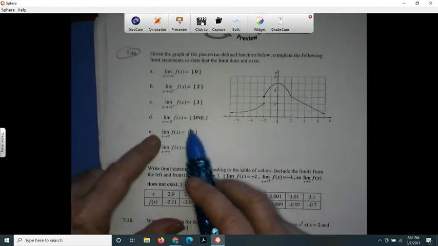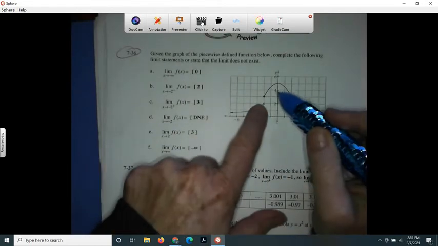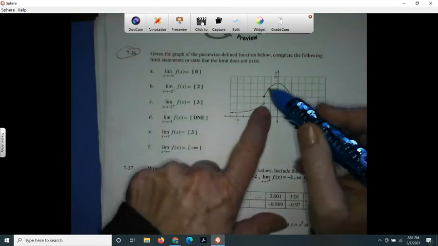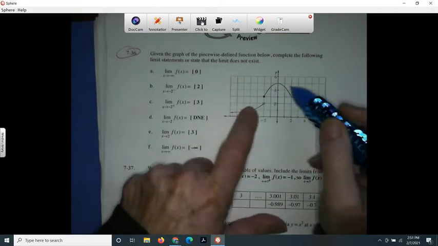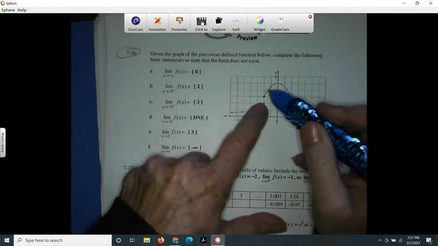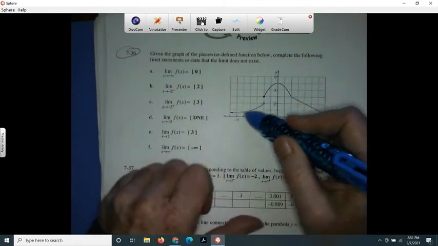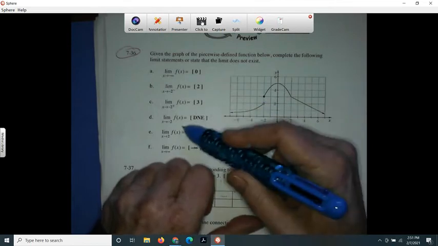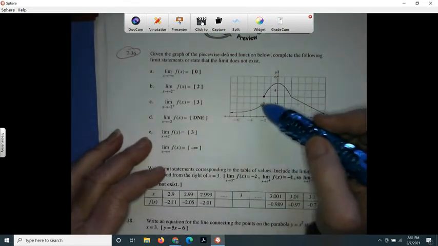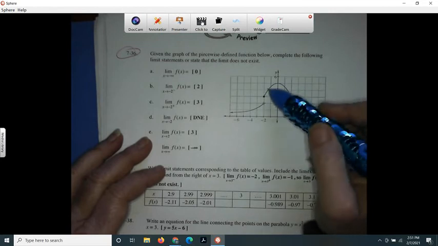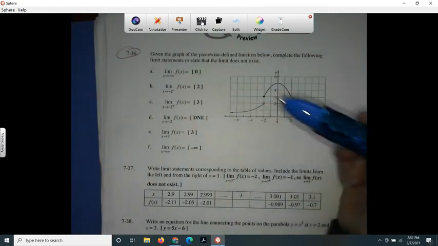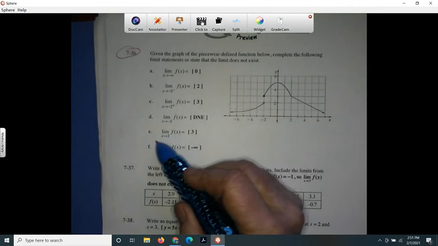So that's why they were talking to us about the two beetles, where they think they're going as they go from the left and the right. This one thinks they're going to 3, and this one thinks they're going to 2. So although there's a left-hand limit and a right-hand limit, they don't go to the same place, so that's what makes it not exist.